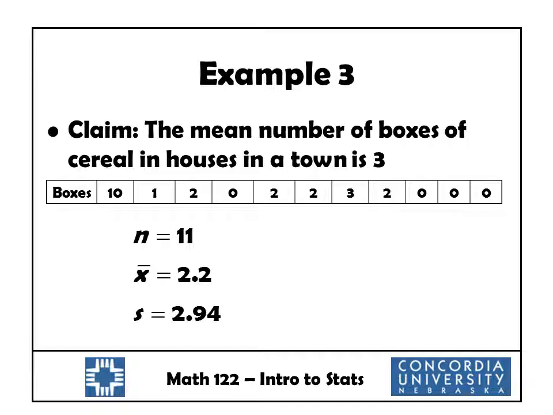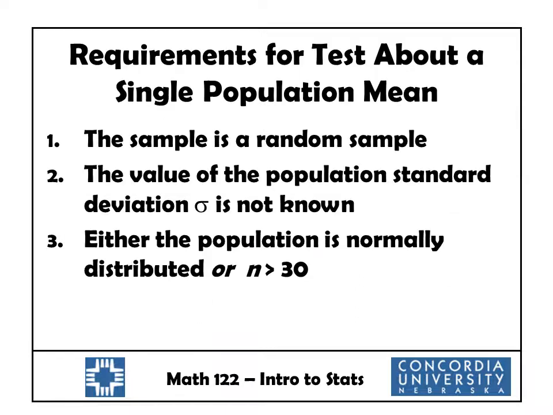Now this is a claim about a single population mean, so this appears to be a simple t-test that we talked about back in section 8.5. The t-test dealt with a claim about a single population mean, so this looks like something we've done before. However, that test had these requirements. The sample must be random, and the value of the population standard deviation is not known. The third one is the important one: either the population is normally distributed or n is greater than 30. Well, in this case n was only 11, so we don't meet the second part of that requirement.